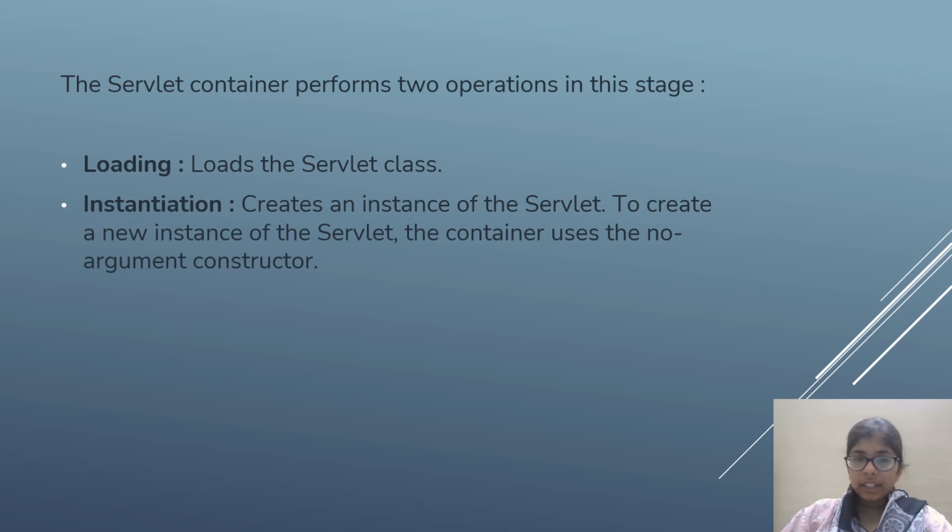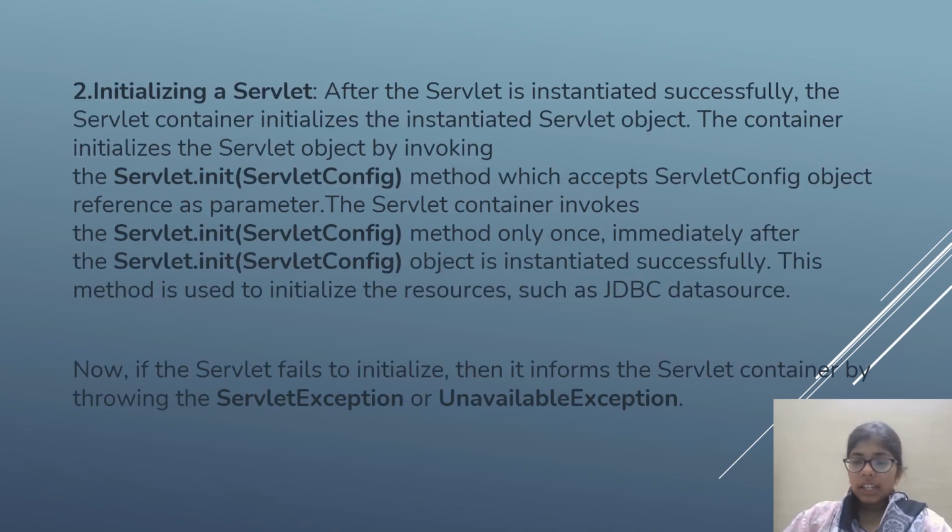The servlet container performs two operations in this stage, loading and instantiation. Loading loads the servlet class, and instantiation creates an instance of the servlet. To create a new instance of the servlet, the container uses a no-argument constructor. So let's move on to the next stage, which is initializing the servlet.